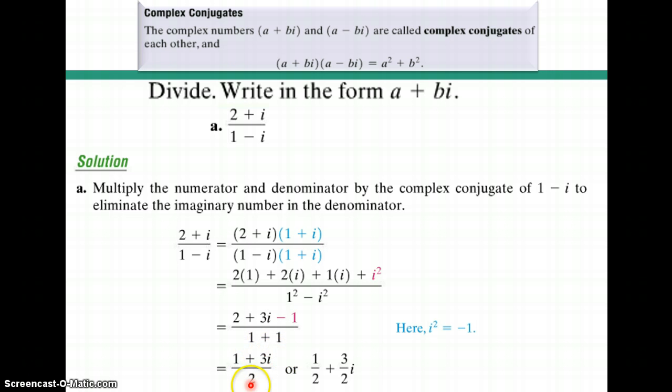So we can write this in the form of a plus bi. So 1 over 2 plus 3i over 2, which is in the form of a plus bi.